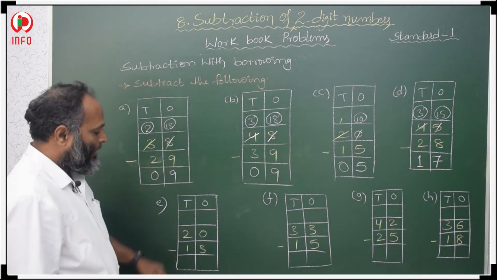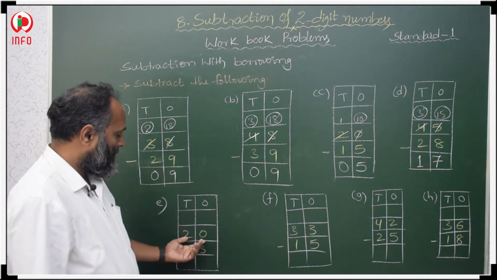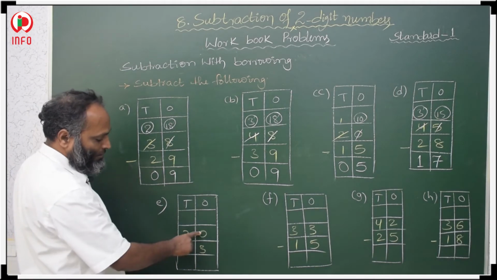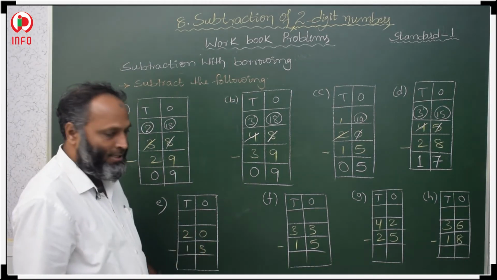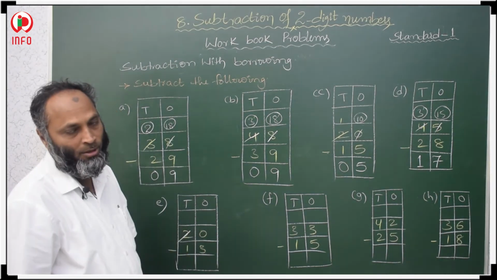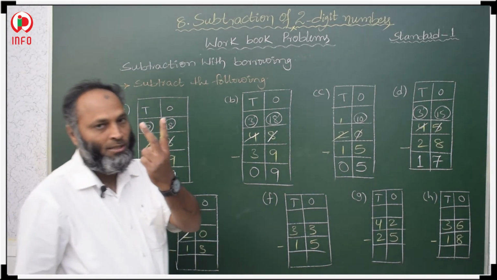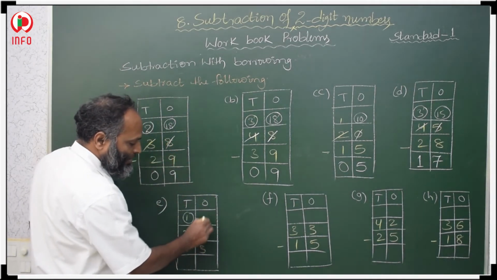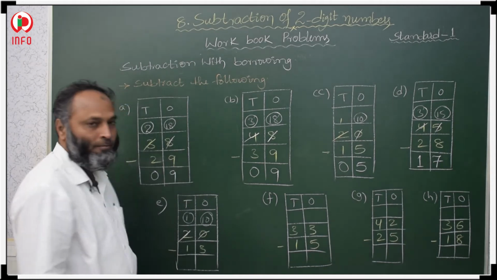Now here, 13 we have to subtract from 20. Then first, the ones place, 0 and 3. 0 is less than 3. So we have to borrow from the next place. 1 ten we have to borrow. Out of 2 tens, if you borrow 1 ten, then 1 ten is left. Then here 0 plus 10 is 10. 10 ones you will get.